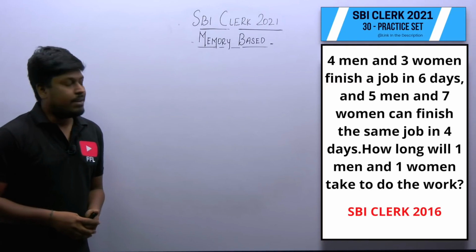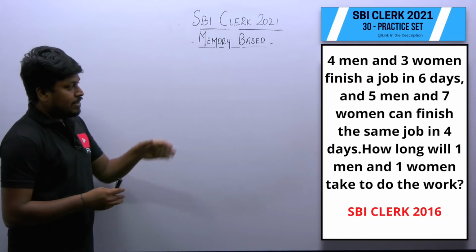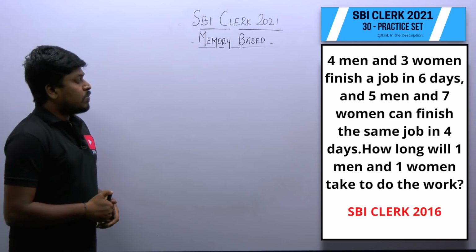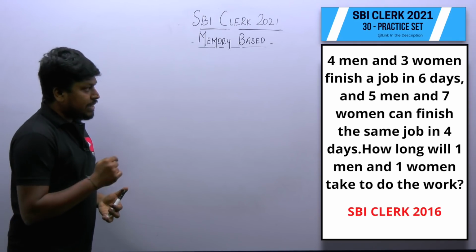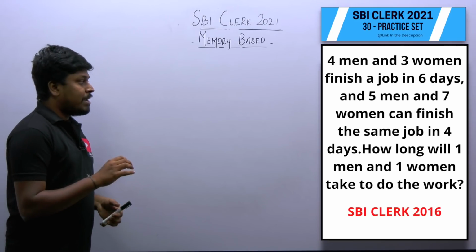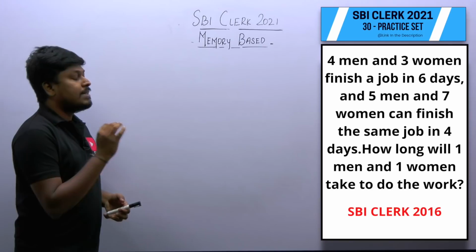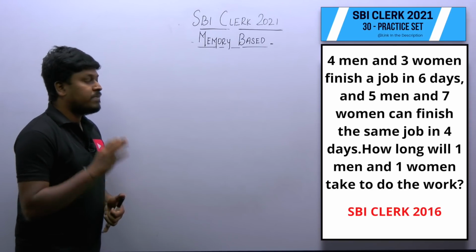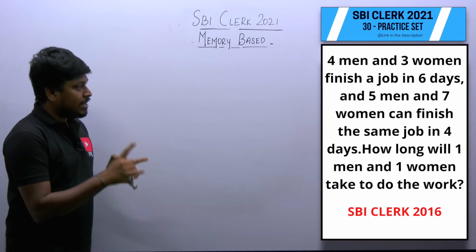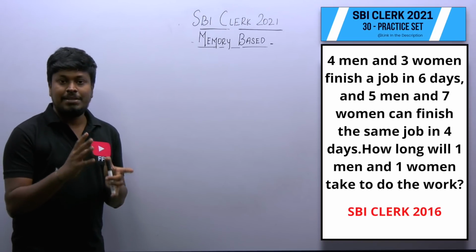Question number 3, and this was the memory based question that was asked in SBI Clerk 2016 exam. So what they are saying is 4 men and 3 women can complete a piece of work in 6 days. And 5 men and 7 women can complete a piece of work in 4 days. So our target is to find 1 man and 1 woman, how many days they will complete this work.